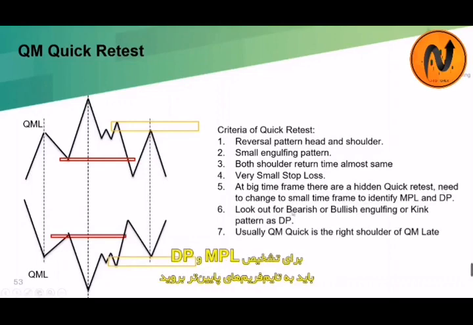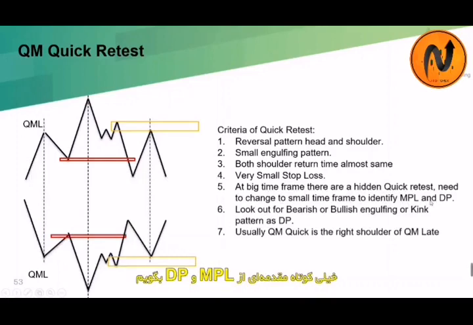You need to change to a small time frame to identify MPL and DP. So I'm going to introduce a bit about MPL and DP. MPL stands for maximum pain level, and DP is what we call a decision point. Of course, I'm going to share with you my experience. When I first learned about the QML, I went through all the chapters and I did not understand.